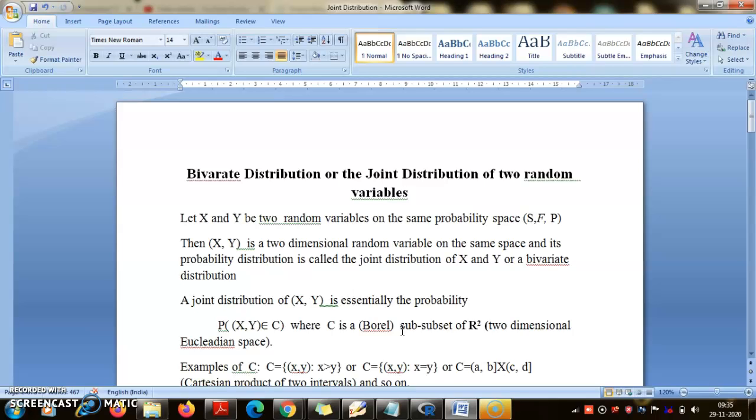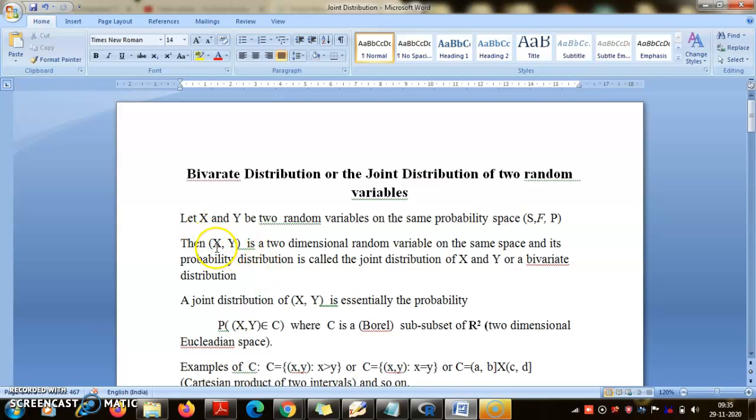And how will this be defined? This will be a mapping from the same sample space S to R2, the two-dimensional Euclidean space. And how will this mapping work? For every ω in S, (X, Y)(ω) will be (X(ω), Y(ω)). So for every element of the sample space, it will assign a pair of real numbers X(ω) and Y(ω).